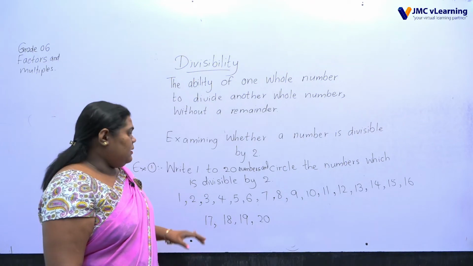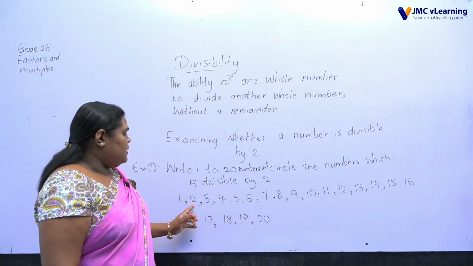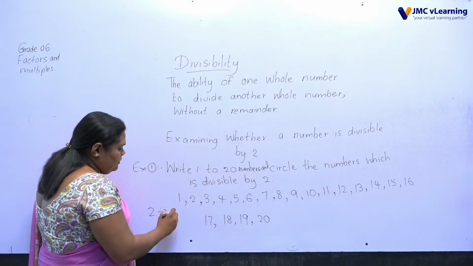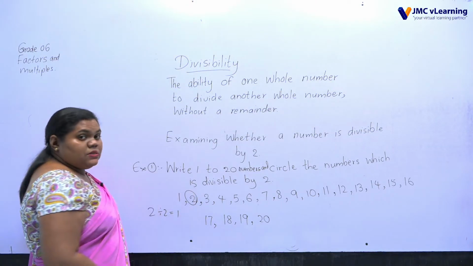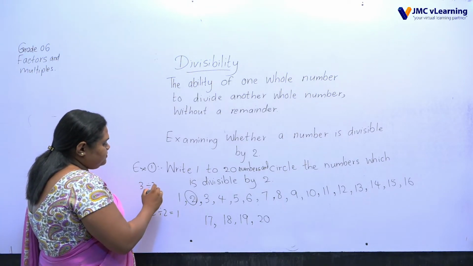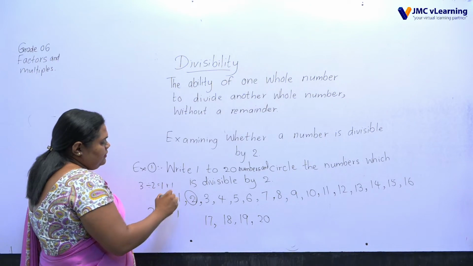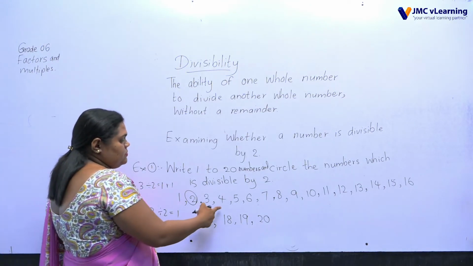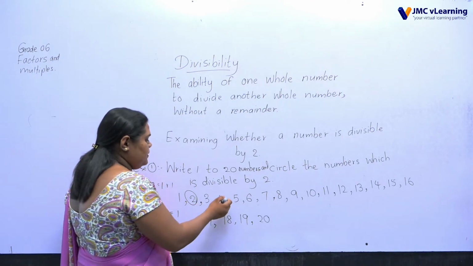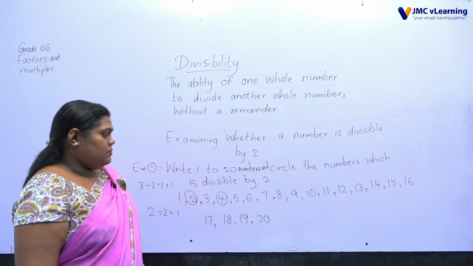Can you divide 1 by 2? No, we can't. Can you divide 2 by 2? Yes. 2 divided by 2 means 1. So, you want to circle number 2. 3. Can you divide 3 by 2? No, you get 1 and remain 1. So, we cannot circle 3 also. 4. Yes. There are two 2's in 4. So, we can circle 4 also.